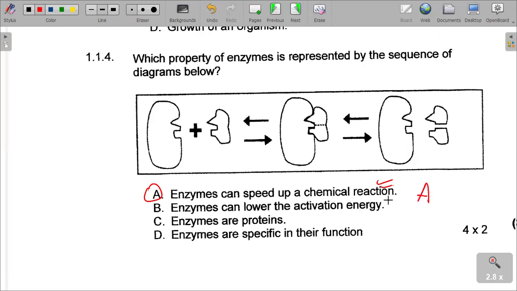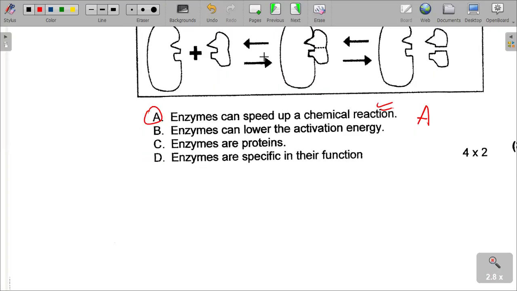Answer is A, number 4. So please note that I'm saying you write only the question number and the letter that is correct for each question. We can quickly go to the next question.